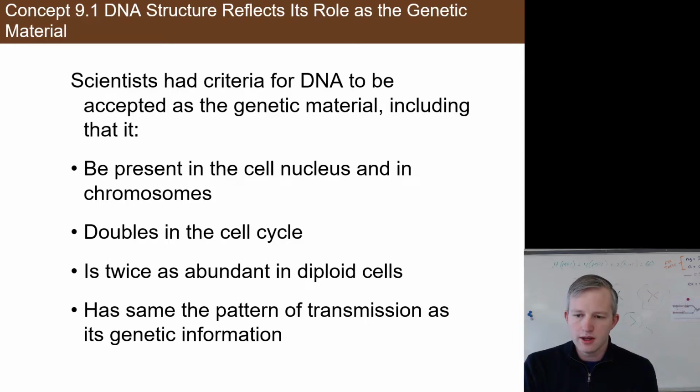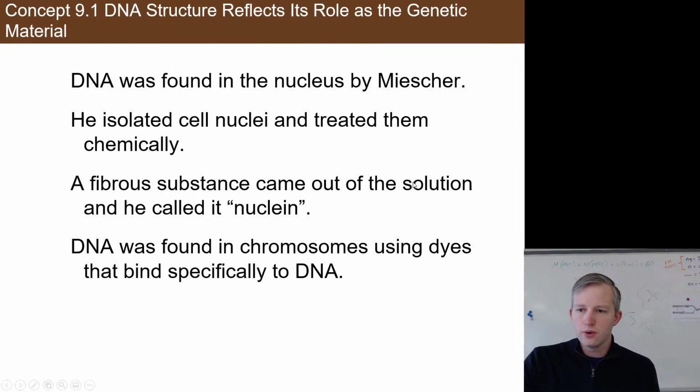It is a molecule that doubles in the cell cycle. It's twice as abundant in diploid cells, and it has the same pattern of transmission as the genetic information that is conveyed by it. So we first had identified this by Miescher. We talked about him in class. He isolated what he called nuclein, which would later be referred to as nucleic acids. So this was before we knew about double helixes and before we were confident that it was responsible for genetics.